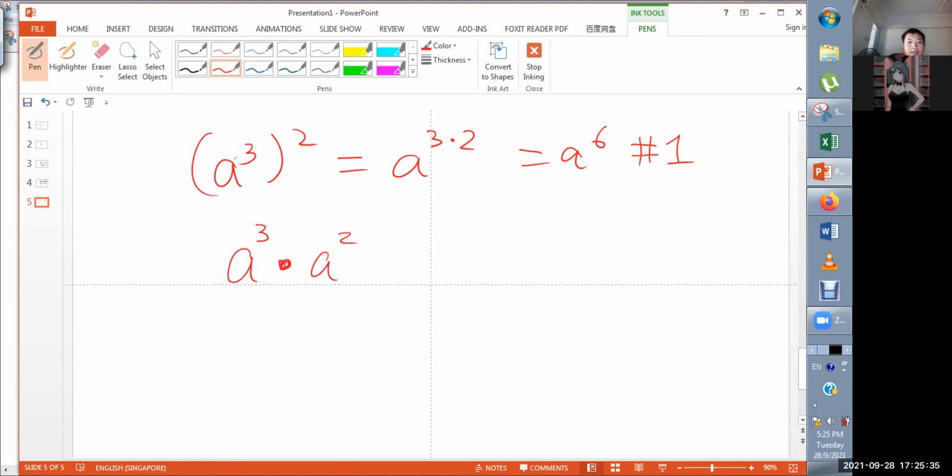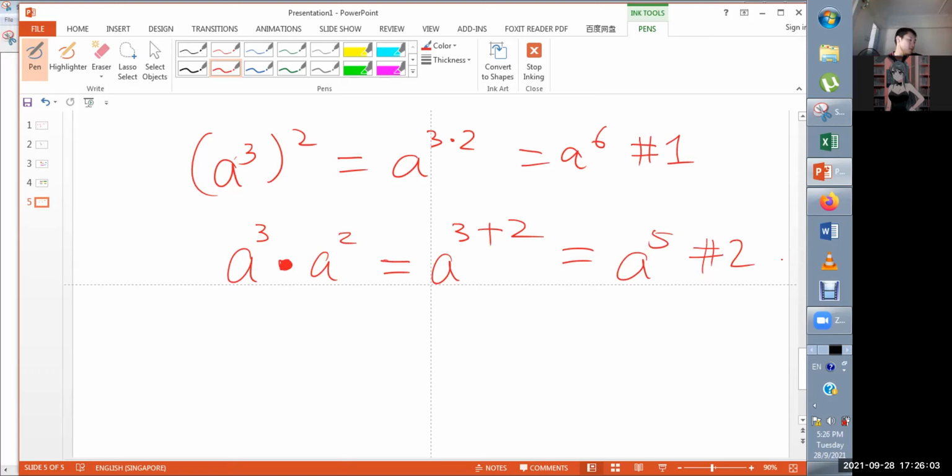This is a times. I don't want to use x. I don't want to use the cross because I don't want to confuse you with x. So I just use a dot in the middle to represent times. Okay, going forward, times is a dot in the middle. So for this, it is a to the power of 3 plus 2, and then you end up with a to the power of 5. This is rule number 2. You have to memorize it in order to do questions.